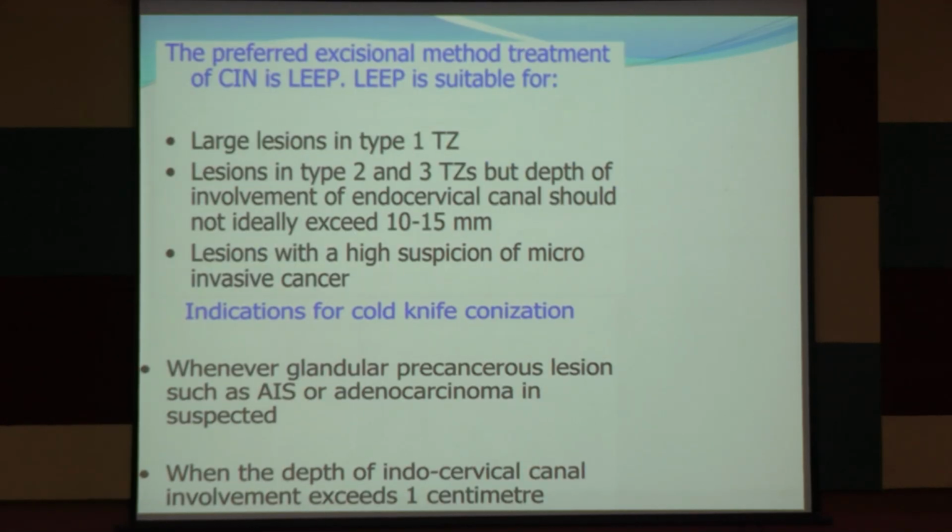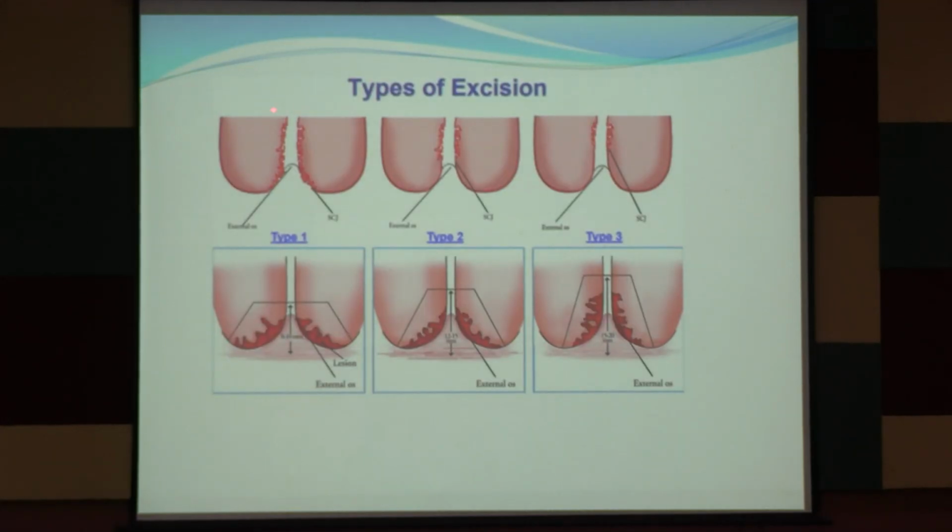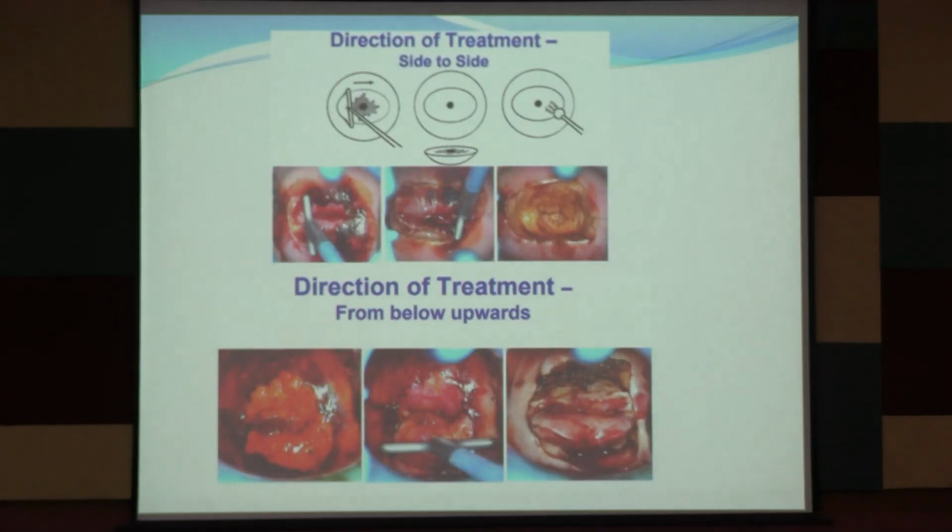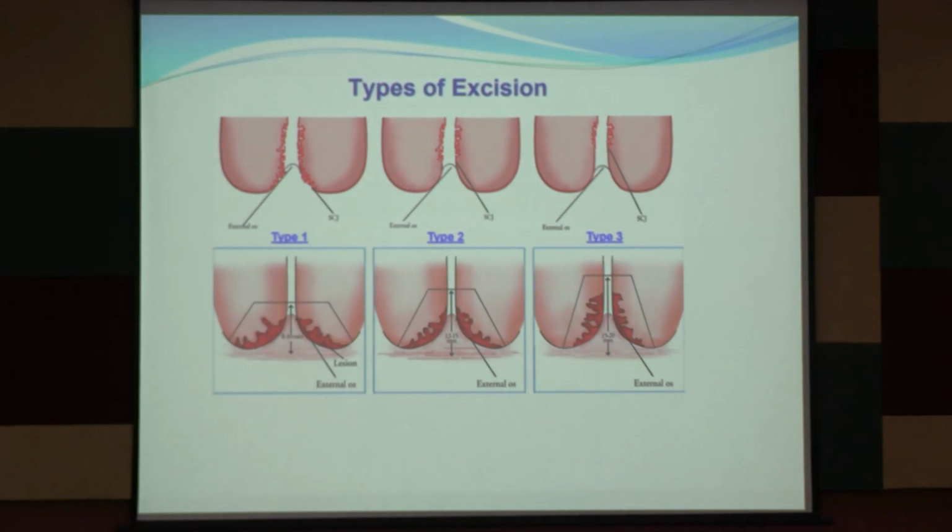Excision treatment is the loop electrosurgical excision procedure. How you do it is like this. There is a cervix, and you tend to remove a cone like this. So if the lesion is a very small lesion, type 1, then it's a shallower cone. Whereas if the lesion is extending inwards, it's a deeper cone, 12 to 15 millimeters. Type 3 means the lesion is extending too much into the endocervix, so you have to make a deeper cone.